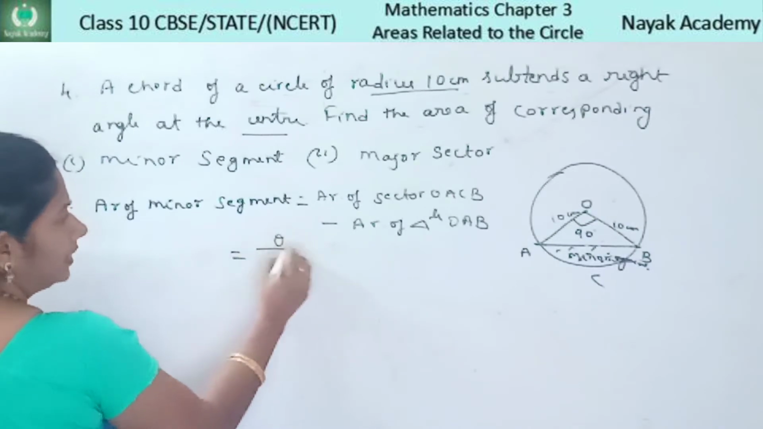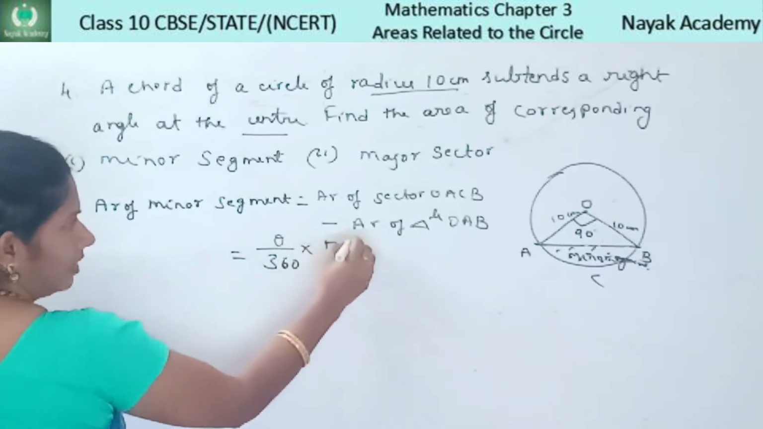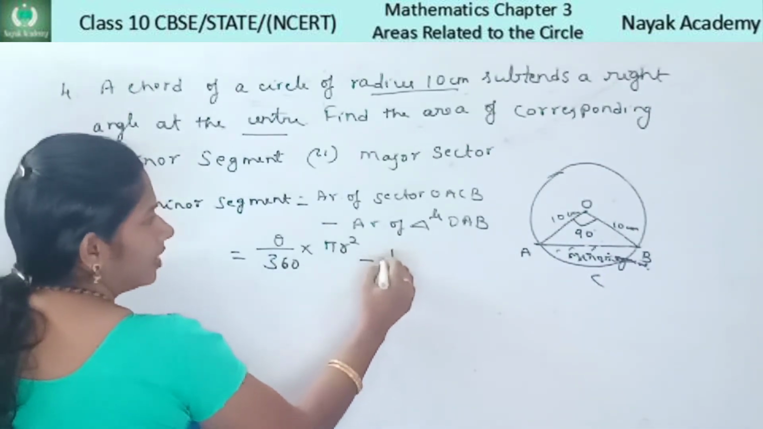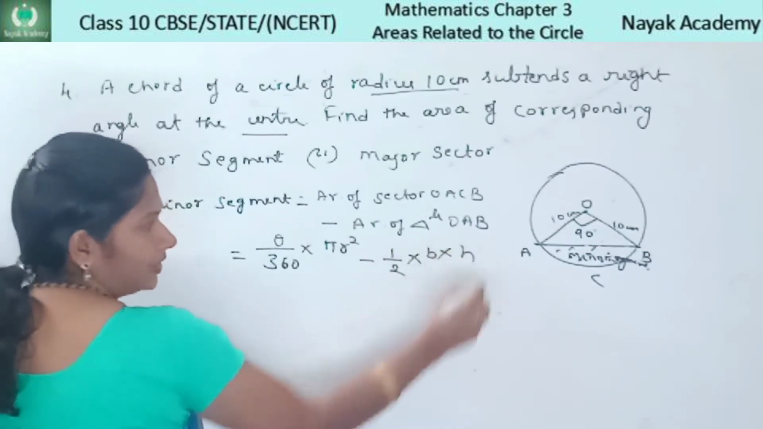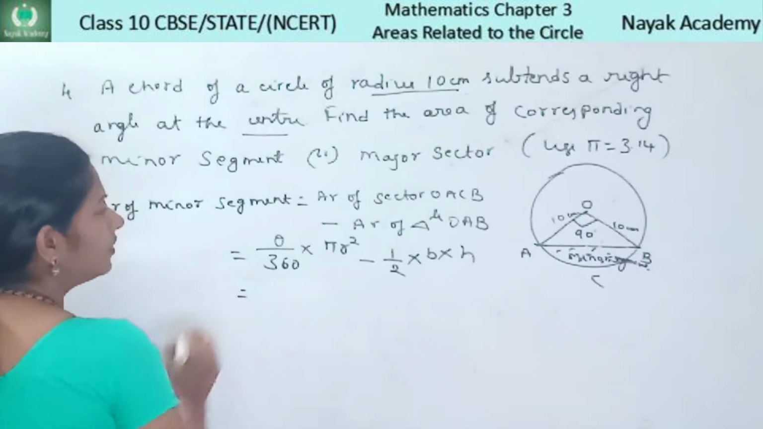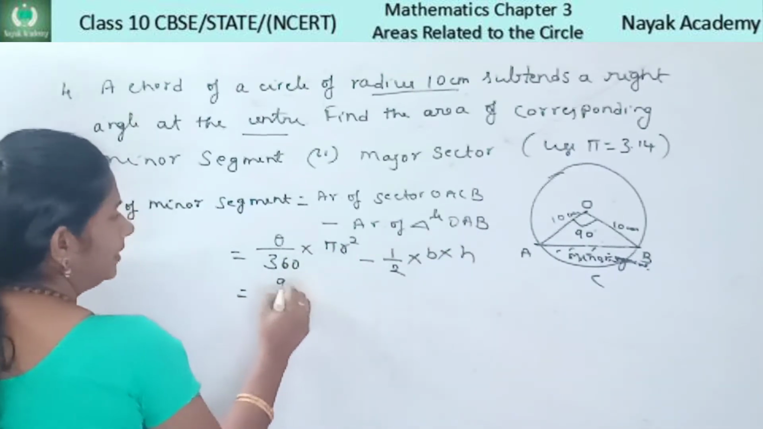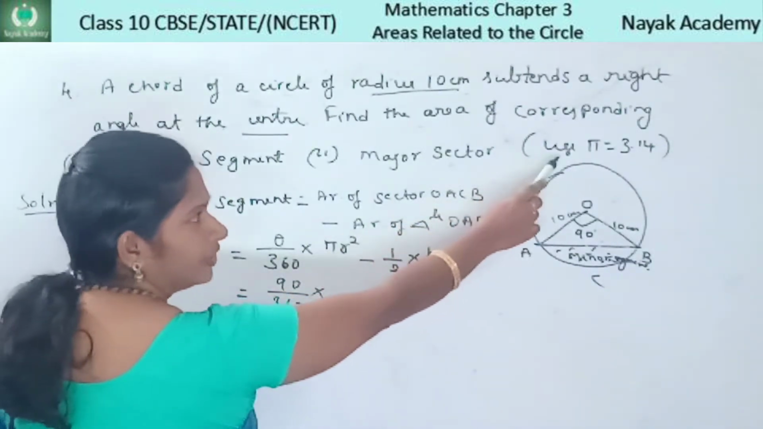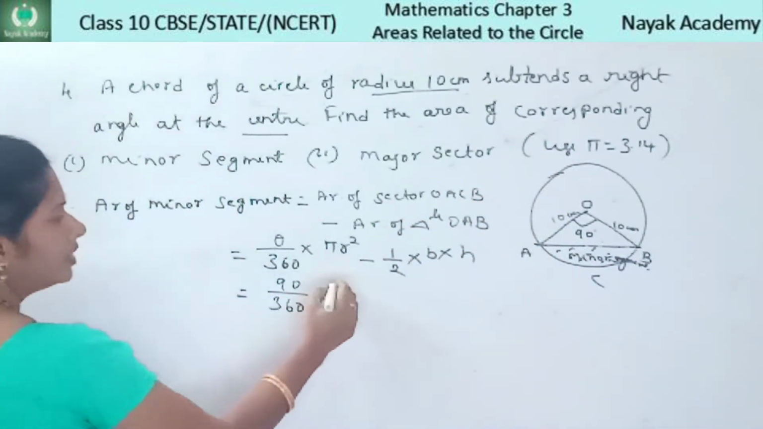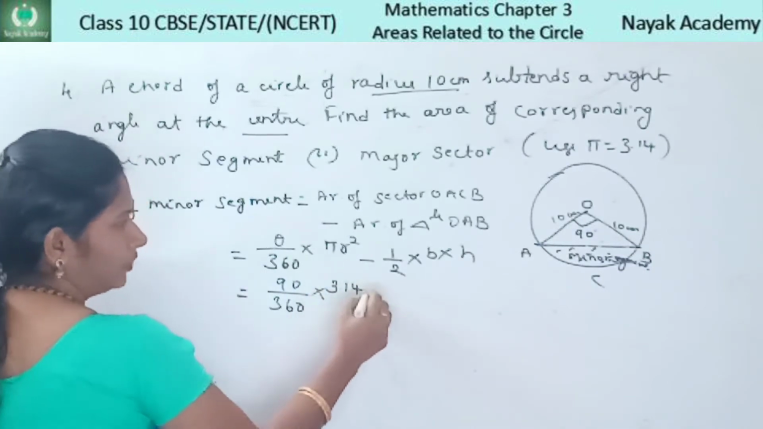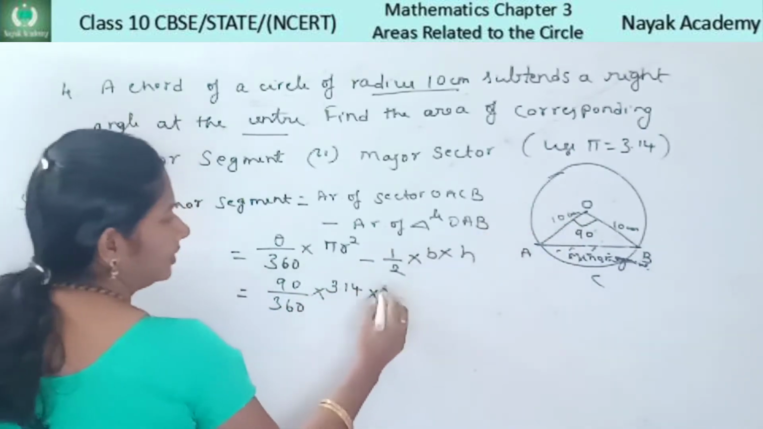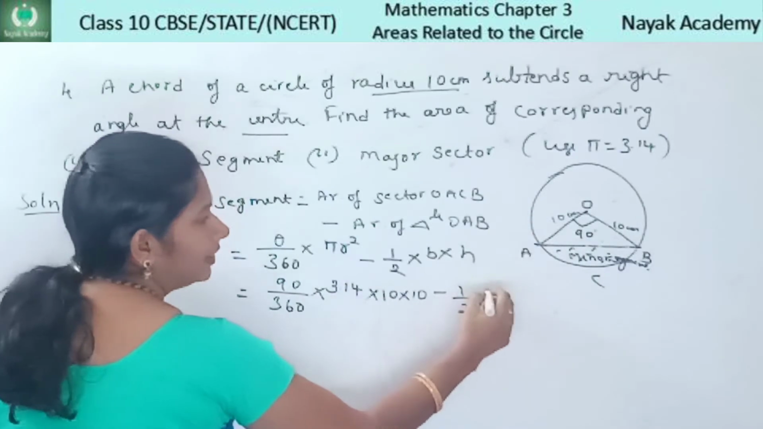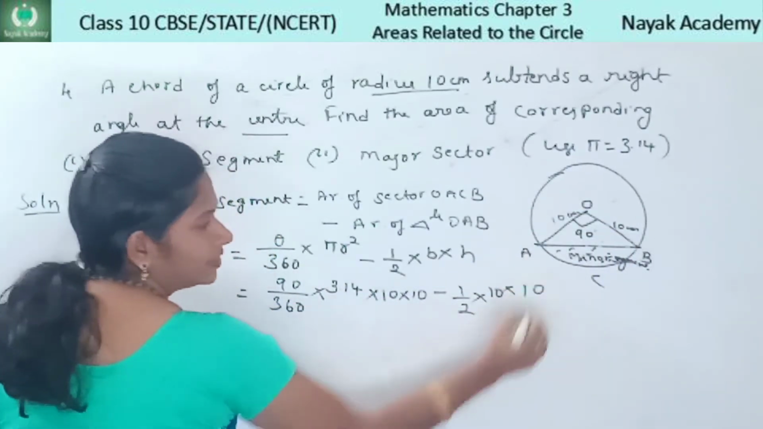So what is the formula? Theta by 360 degree into pi r square minus area of triangle OAB. So it is half into base into height. It is a right angle triangle. Let us substitute the values, children. Theta is 90 degree divided by 360 degree into pi value. In the question they have given, use pi value as 3.14. So let us substitute the value of pi as 3.14 into r, radius of the circle is 10 into 10, minus half into base of the right angle triangle. It is 10. Even height also is 10 centimeter.